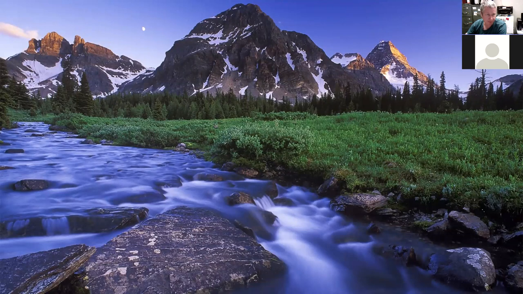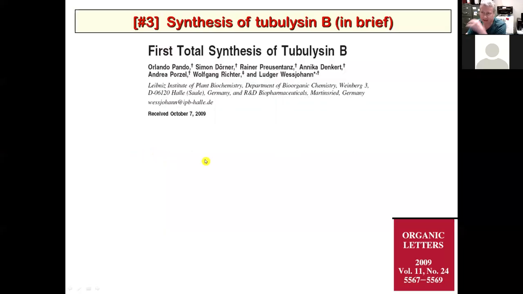So now I'm jumping to page 13 of the presentation, which is kind of where we got in the asynchronous lecture, the synthesis of tubulysin B. Tubulysin B is kind of like an improved warhead, right? MMAE is the first generation one. This is a later generation warhead. Okay, so this is actually fun because it's chemistry, and you guys have learned a lot of chemistry in the last semester, so a lot of this makes sense.